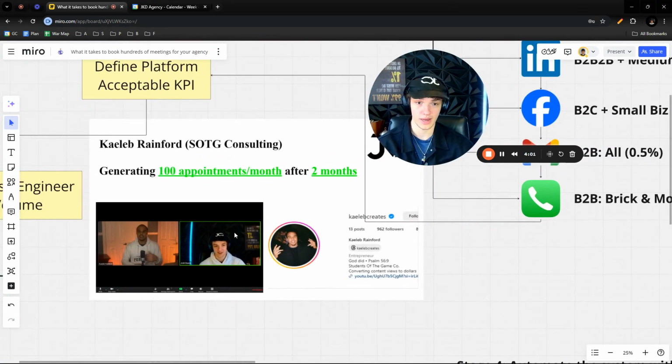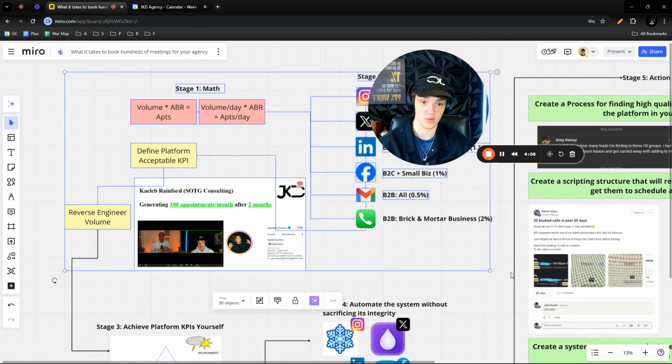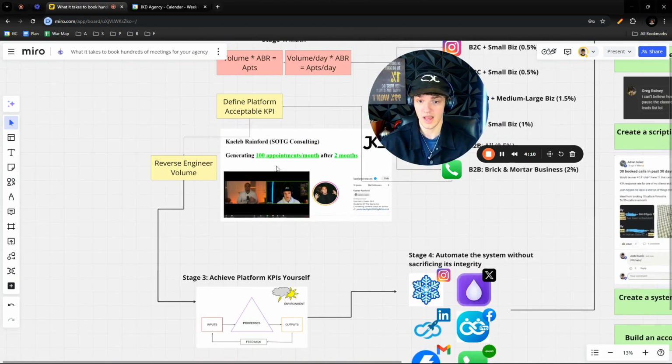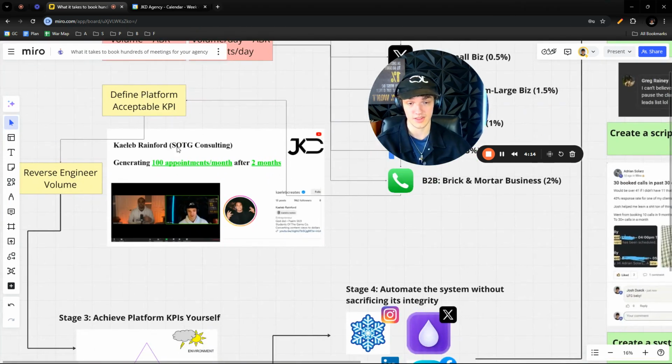And this is literally, by the way, how some of my clients, once you have these stages in place, once you have the KPIs in place, and once you have a system that's able to predictably generate this, you can actually book 100 appointments a month in just a couple months of running this, because it's something that's predictable and actually running in your business.